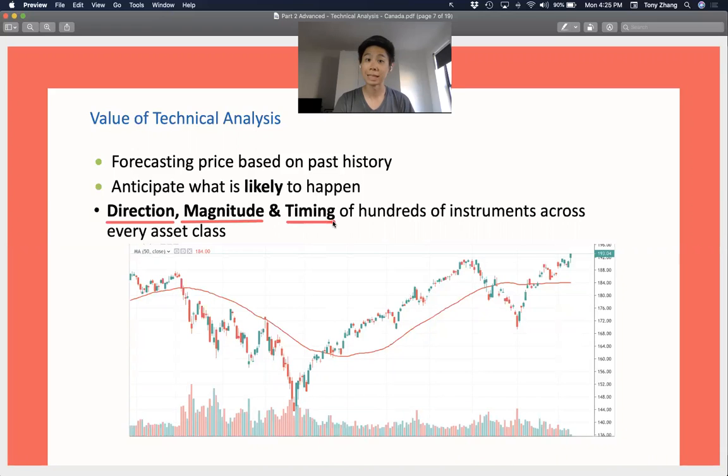What technical analysis adds to all of this is not only a sense for the directional view, but how far do I think that stock's going to go? And at what time do I think it's best to get into the trade and get out of the trade?